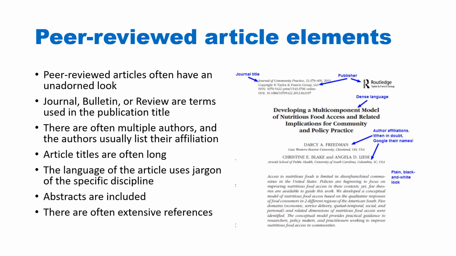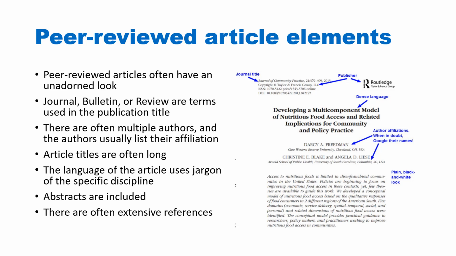So as you can see, peer-reviewed articles over on the right-hand side are not necessarily very pretty to look at. There's no glossy pictures, no catchy titles to draw the reader in. The title of the article is using the language of the field. It's very long. There's an abstract, a summary describing what's in the article. There are multiple authors with their affiliations listed.